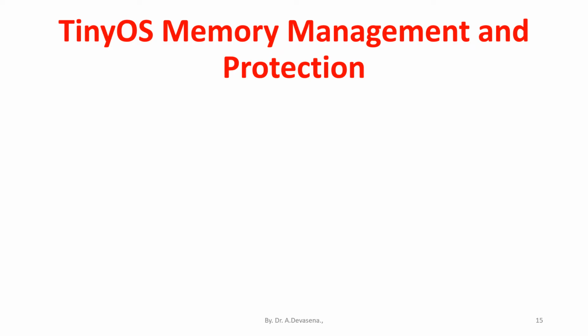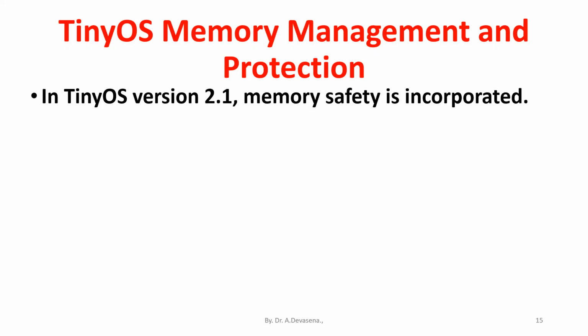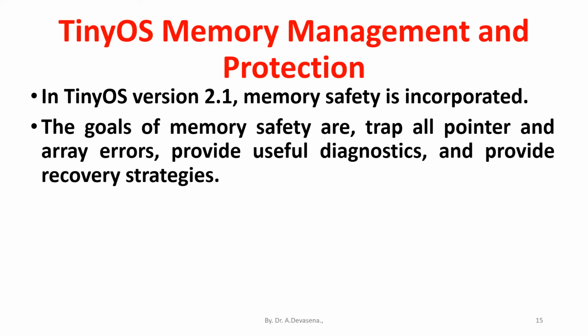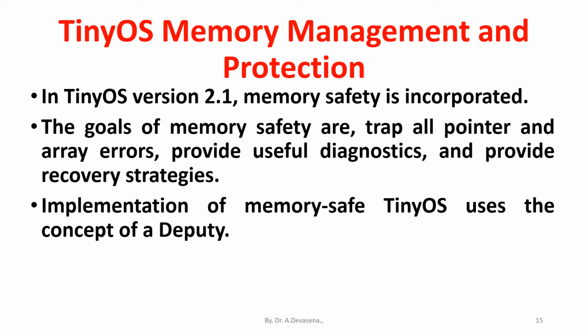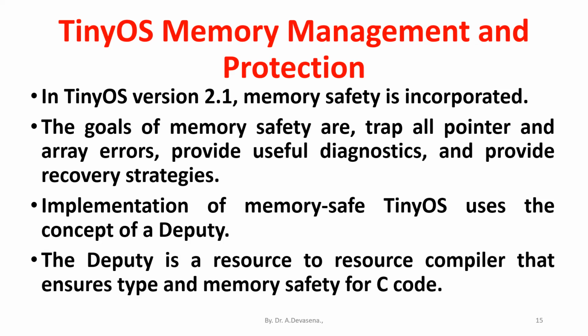In TinyOS version 2.1, memory safety is incorporated. The goals of memory safety are to trap all pointer and array errors, provide useful diagnostics, and provide recovery strategies. Implementation of memory safe TinyOS uses the concept of a deputy. The deputy is a source-to-source compiler that ensures type and memory safety for C code.